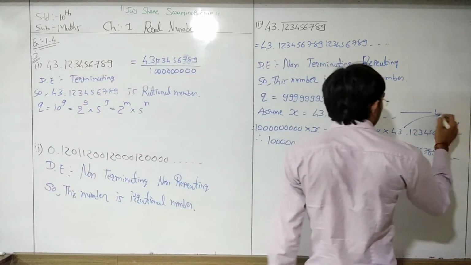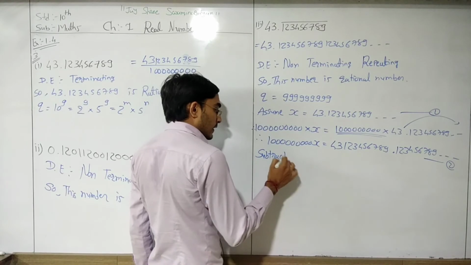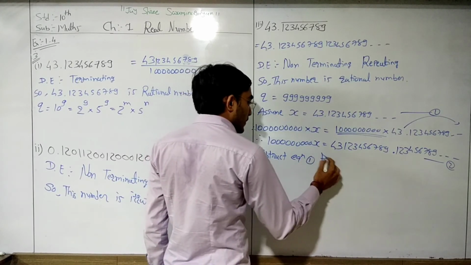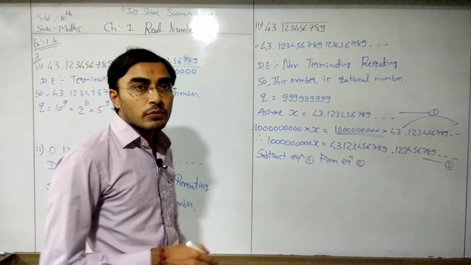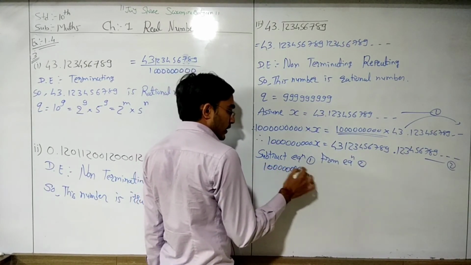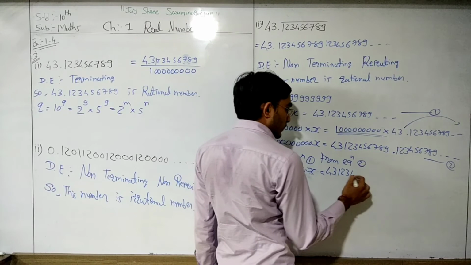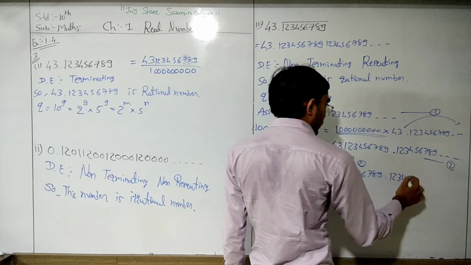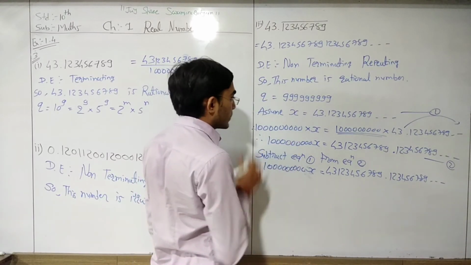Here is our equation number 1, here is our equation number 2. Then we need to subtract equation 1 from equation 2. So first of all, write down equation number 2: 1, 2, 3, 4, 5, 6, 7, 8, 9 x is equal to 4 3, 1, 2, 3, 4, 5, 6, 7, 8, 9 point 1, 2, 3, 4, 5, 6, 7, 8, 9 dot. After that, we need to write equation number 1.